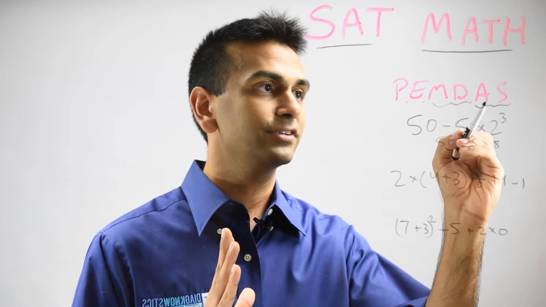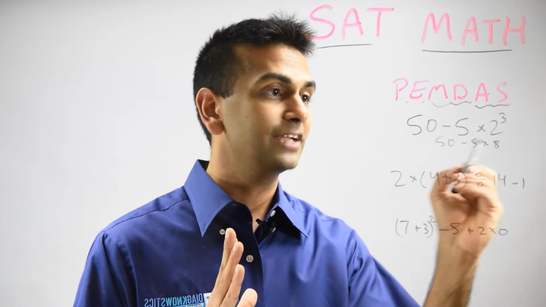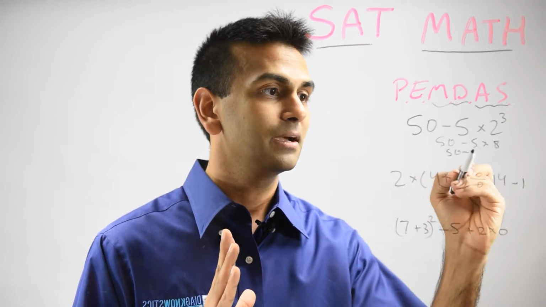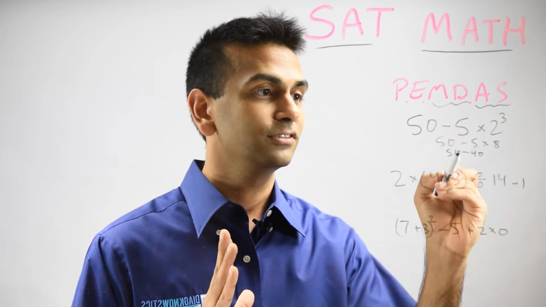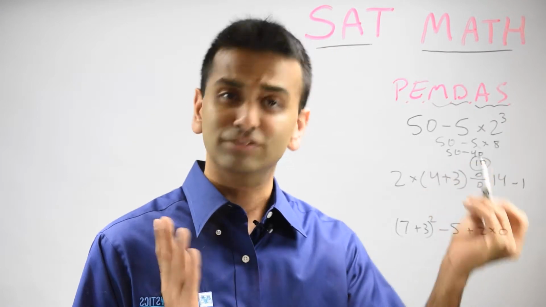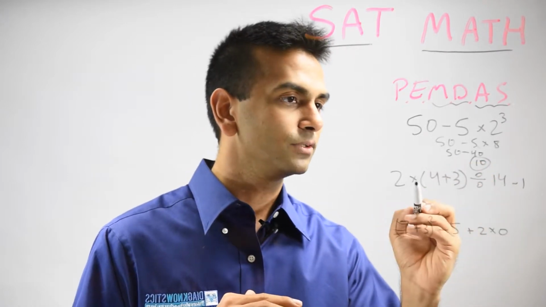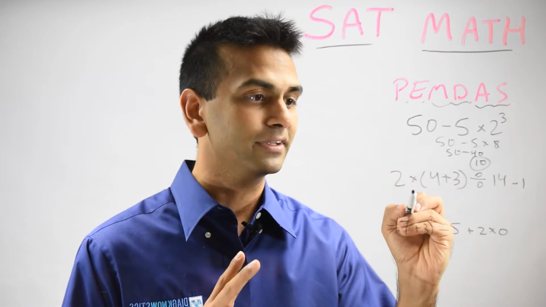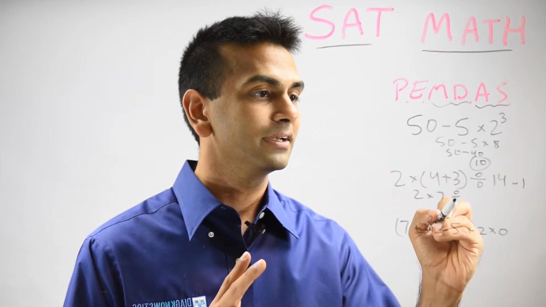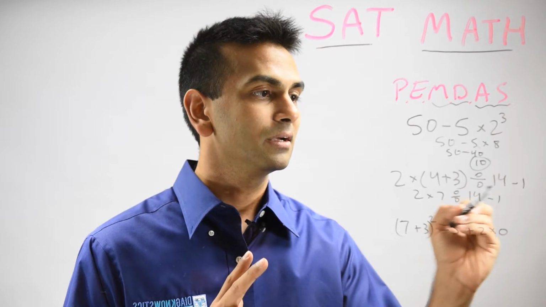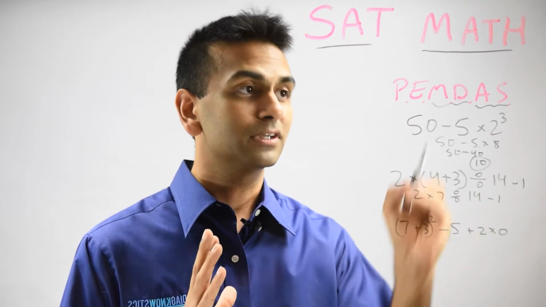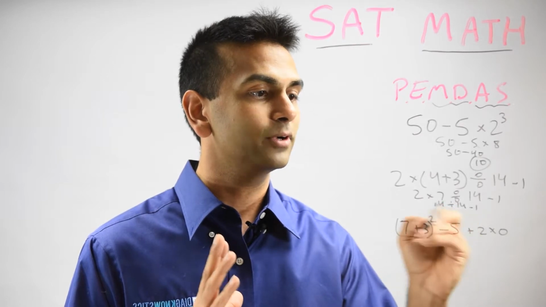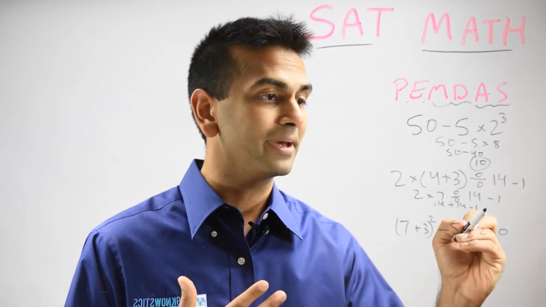Then there's no division here, so you do 5 times 8 before you subtract, so that's 40. So it's 50 minus 40. Then you subtract, so 10. That'd be the answer there. Here, you do 4 plus 3, because that's parentheses first, so that's 7. So it's 2 times 7 divided by 14 minus 1. Now, you could multiply first, so that's going to be 14 divided by 14 minus 1. 14 divided by 14 is 1. 1 minus 1 is 0.